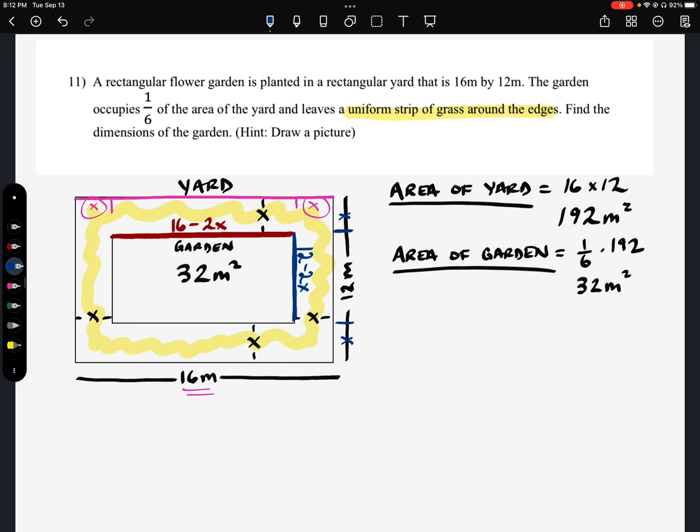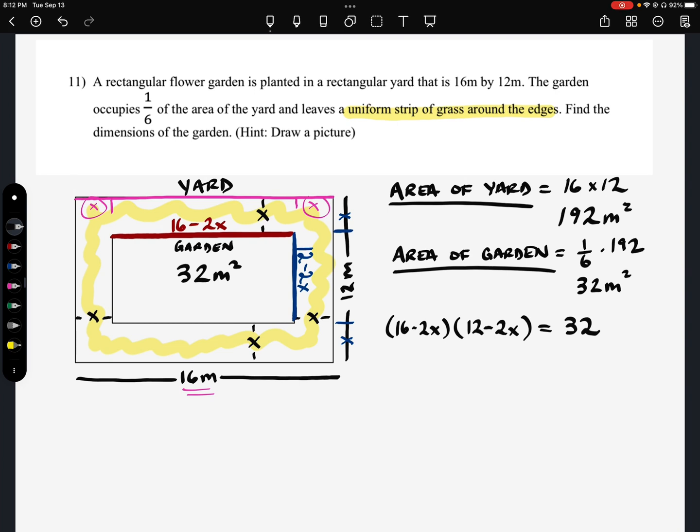So we can come up with an equation. Our area of our garden is going to be set up as 16 minus 2x times the quantity of 12 minus 2x, or length times width, equals area. And our area is 32 square meters. Now, I'm not squaring 32, it's just talking about the type of meters we have there. So we're going to use the number 32. Now we can go through and solve.